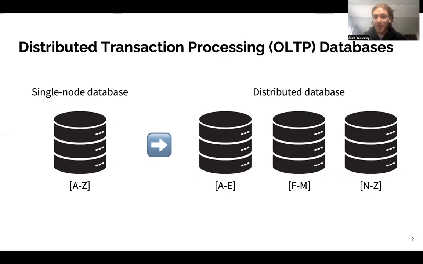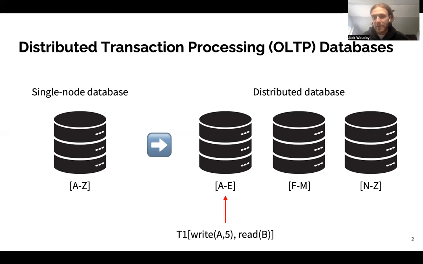To do that, we need to partition our data across these nodes. So here we have taken our key space A to Z and divided it into three distinct partitions. Now, this approach works really well when we have transactions that access data in a single partition only. So here, for example, transaction 1 accesses data stored on node 1, and it accesses the keys A and B.